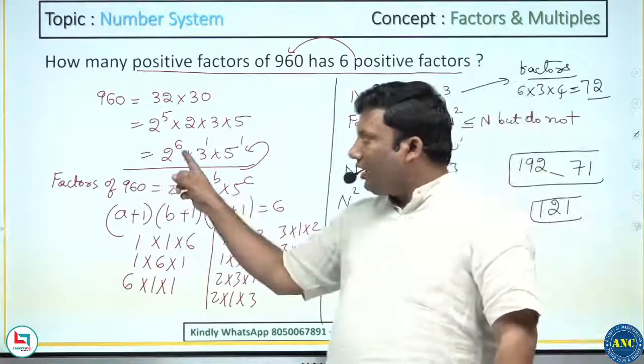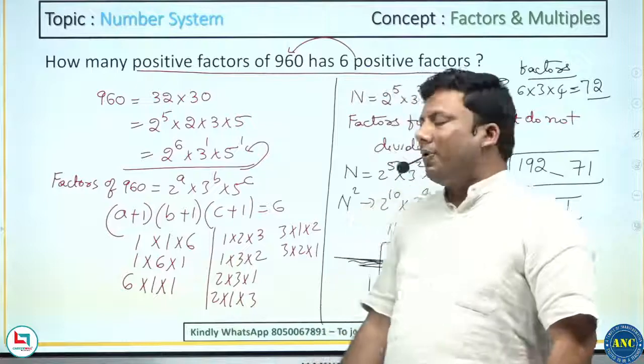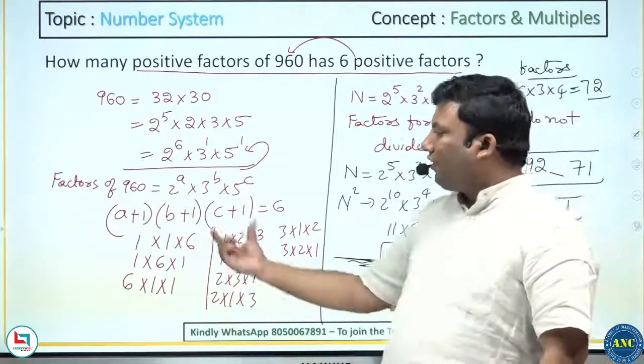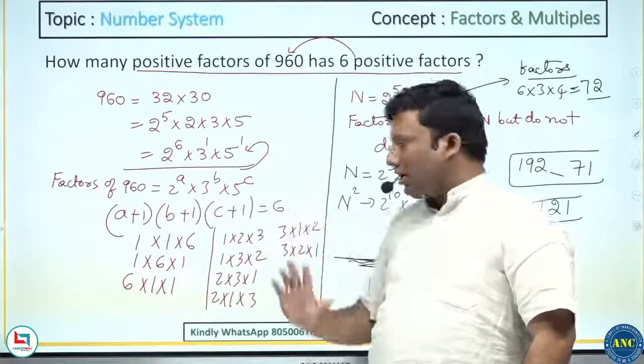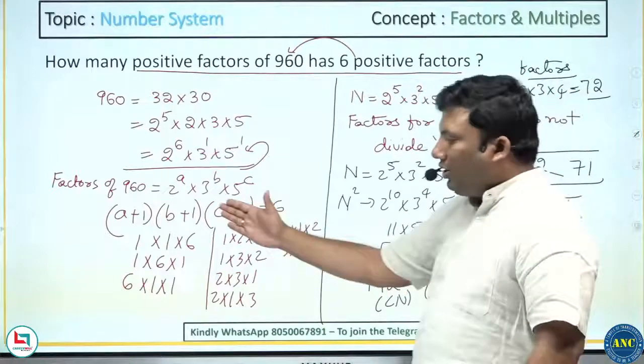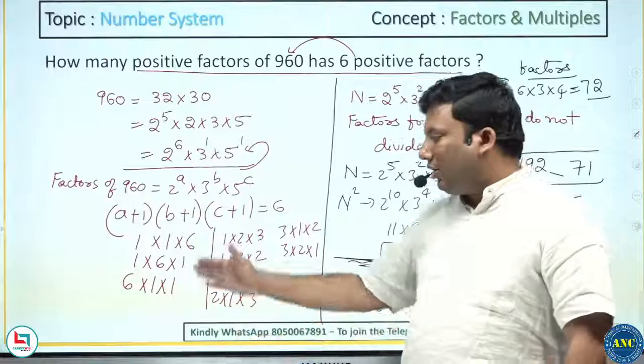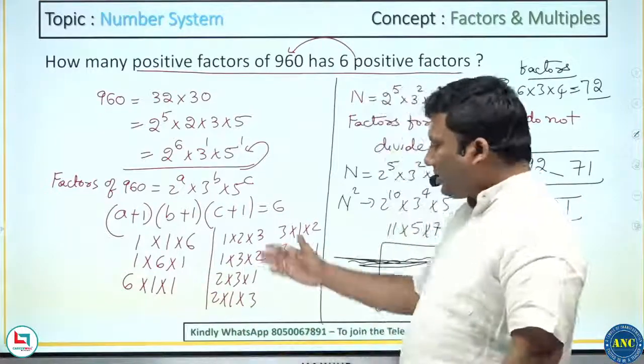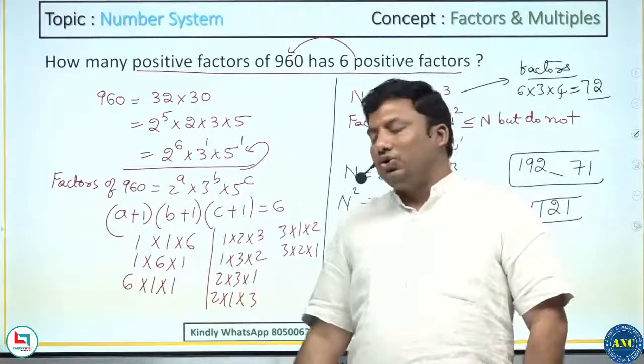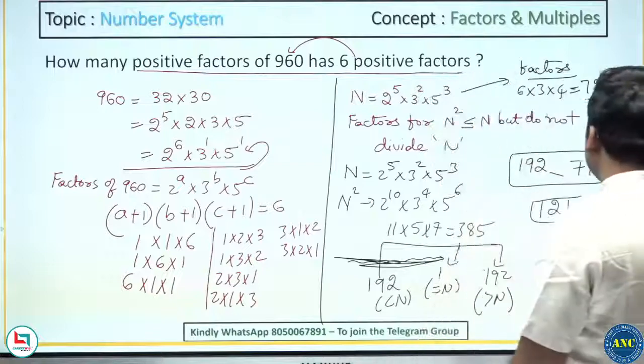A factor of 960 will be of the form 2 power a into 3 power b into 5 power c. And the number of factors should be 6. So 1 into 1 into 6, 1 into 2 into 3. 1 into 1 into 6 can be arranged in 3 factorial by 2 factorial, 3 cases. 1 into 2 into 3 can be arranged in 3 factorial, 6 cases.